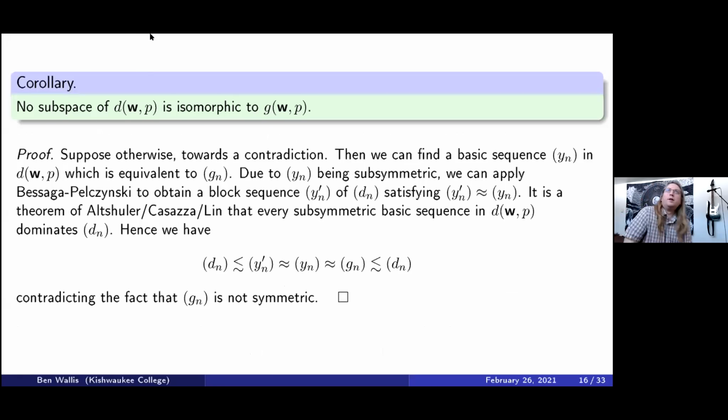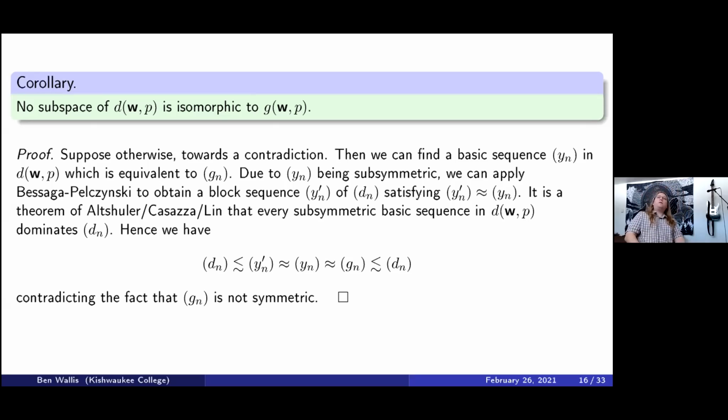Okay. As a corollary, no subspace of the Lorentz sequence space is isomorphic to the Garling sequence space. How would we prove it? Well, suppose otherwise, towards a contradiction. Then you can find a basic sequence in the Lorentz space, which is equivalent to the Garling basis. Now, this basic sequence, because it's equivalent to the Garling basis, would have to be subsymmetric. So therefore, it's obviously not equivalent to L1, so it has to be weakly null. So we can apply the Sagan-Pelczynski. That gives us a block sequence Y prime, which is equivalent to the original YNs. And that's a block sequence of the DNs, I should mention.